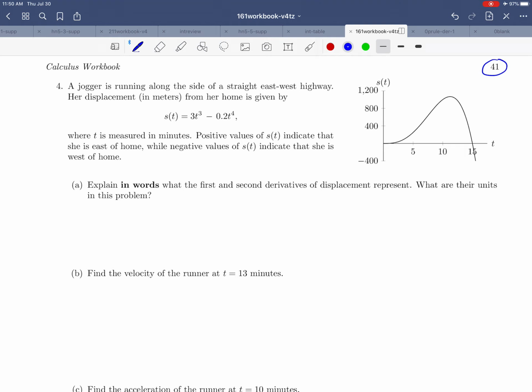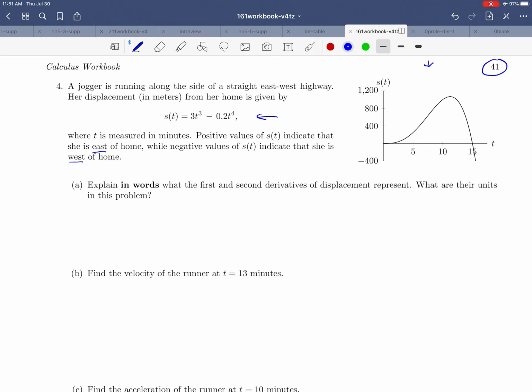A jogger is running along the side of a straight east-west highway. Her displacement in meters from her home is given by s of t equals 3t cubed minus 0.2 t to the fourth, where t is measured in minutes. Notice that we've got a graph of that function over here to the right. And they give us one other piece of information. Positive values of s of t indicate that she is east of home, and negative values of s of t indicate that she is west of home.